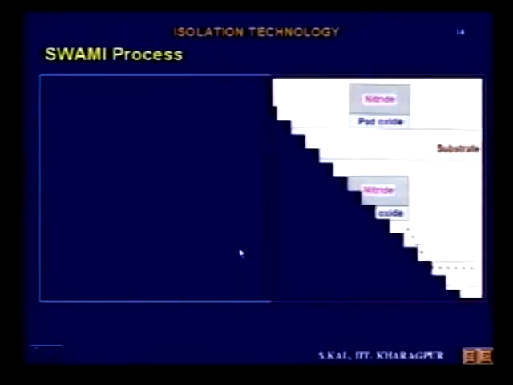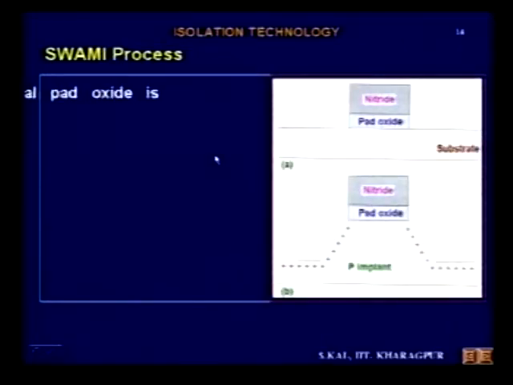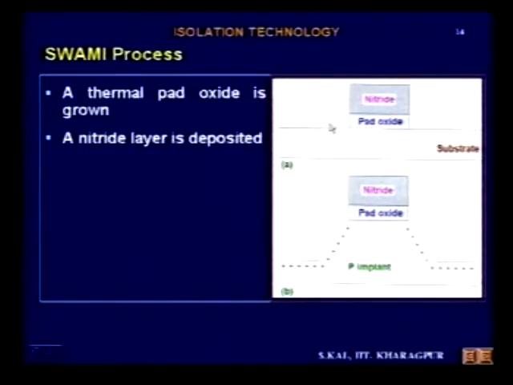The SWAMI process. This is the silicon substrate. A thermal pad oxide is grown first. Here is the substrate, pad oxide is grown. On top of the pad oxide, a silicon nitride layer is deposited. This is the silicon nitride layer.